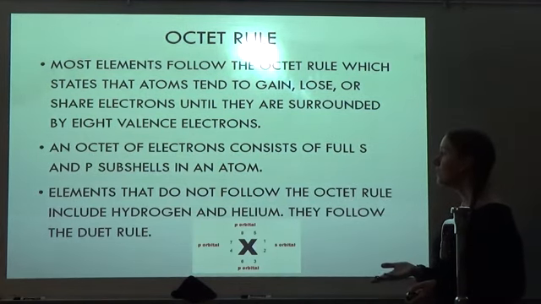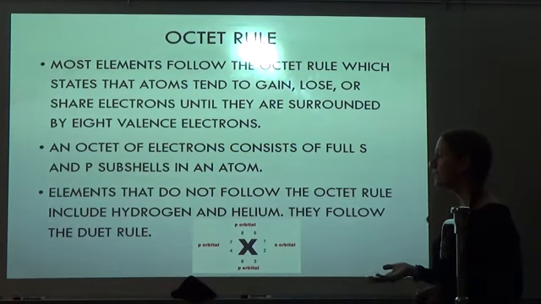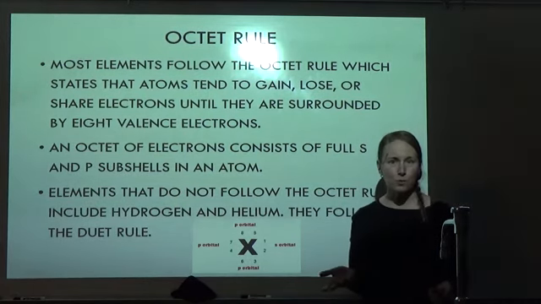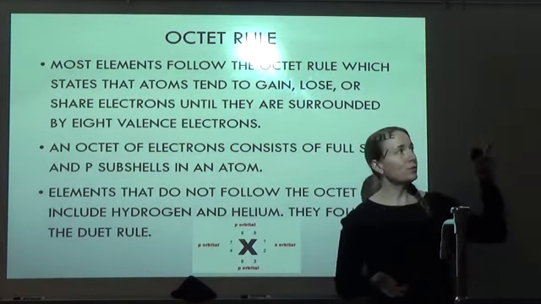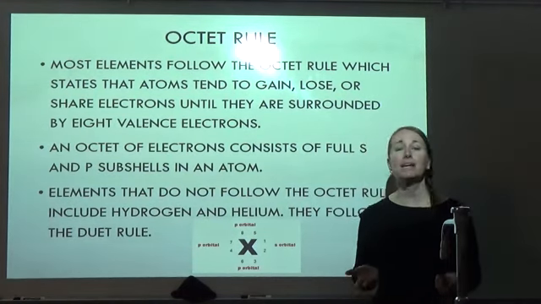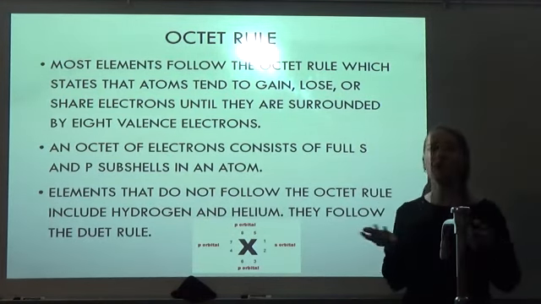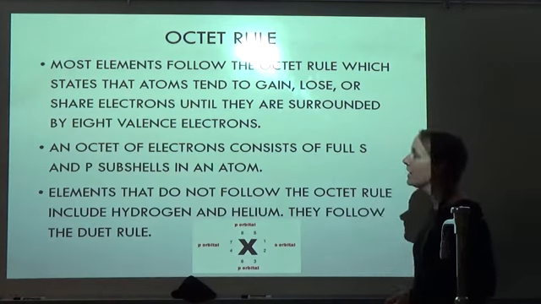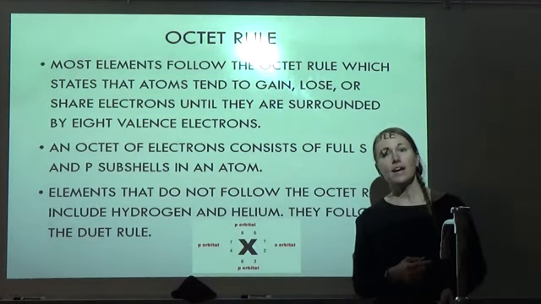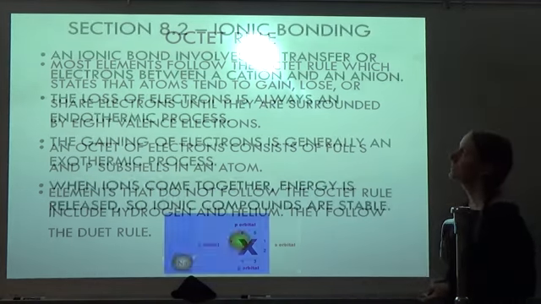Elements that do not follow the octet rule include hydrogen and helium. They follow the duet rule. So hydrogen will gain 1 electron to become like helium. Or, of course, a lot of times hydrogen will just lose its electron. Now, there are other elements that don't follow the octet rule, but we'll talk more about those later.